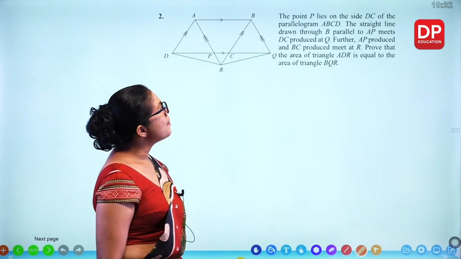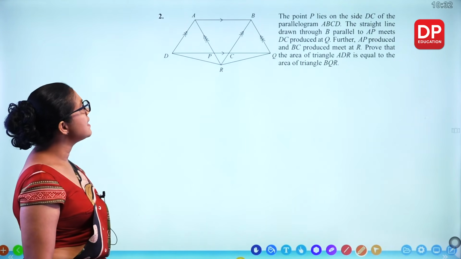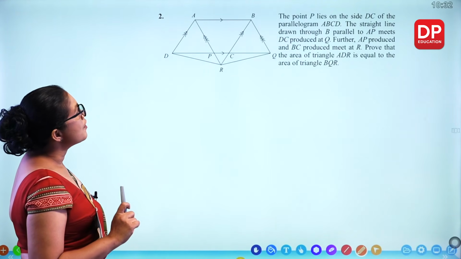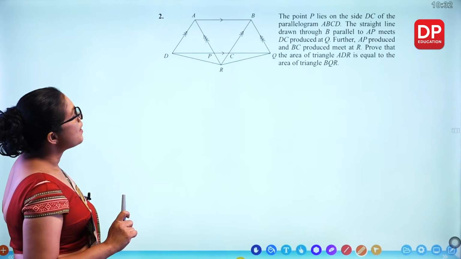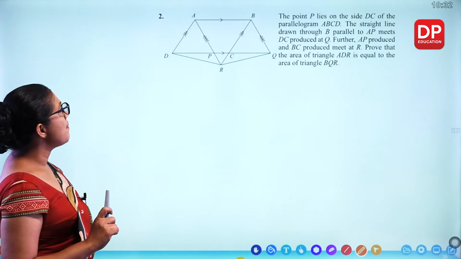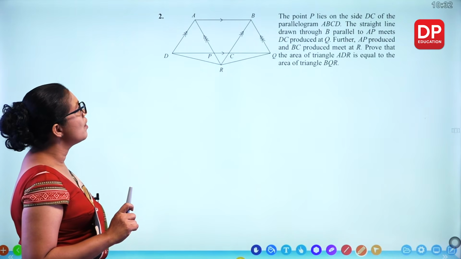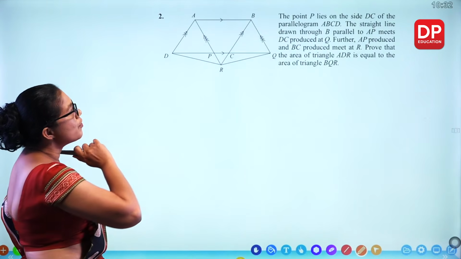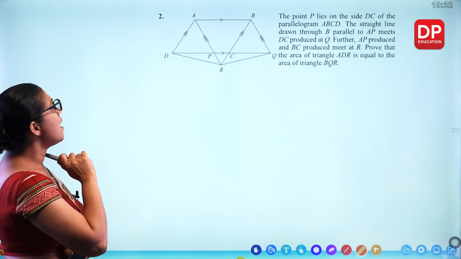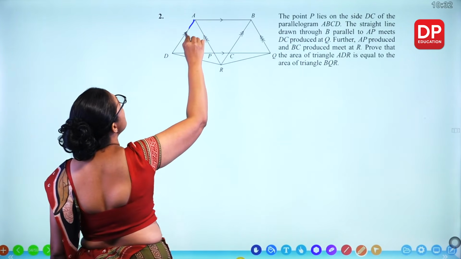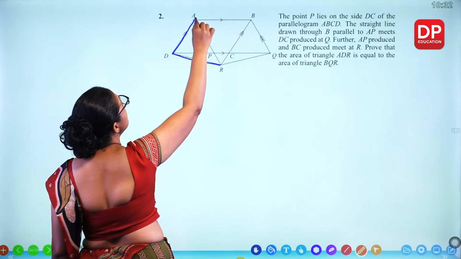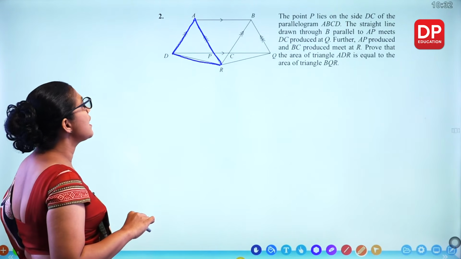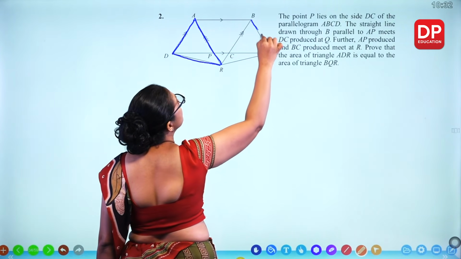Question number 2. The point P lies on the side DC. This one. And it's a parallelogram ABCD. The straight line drawn through B parallel to AP meets DC produced at Q. AP produced and BC produced meet at R. Prove that the area of triangle ADR, we'll mark that one, ADR triangle is equal to the area of triangle BQR, this triangle.